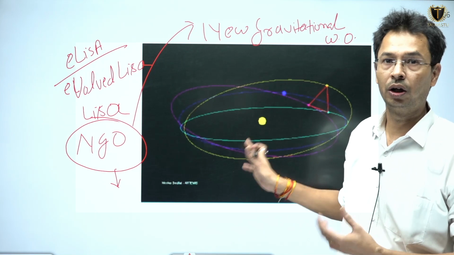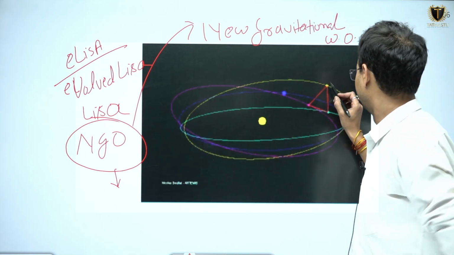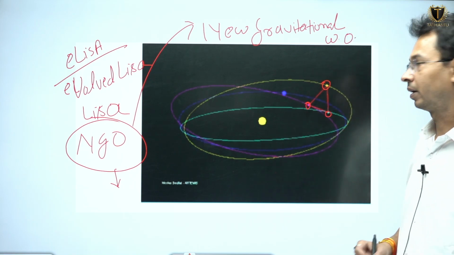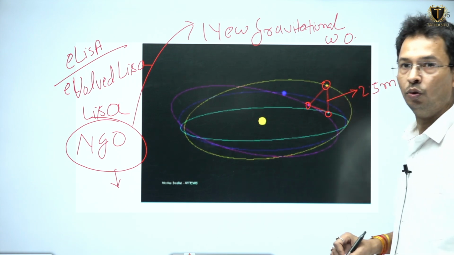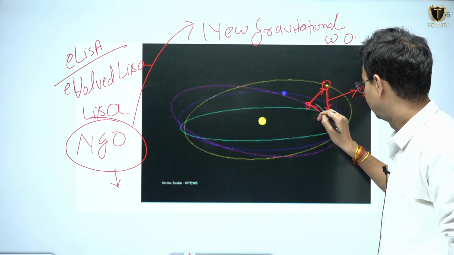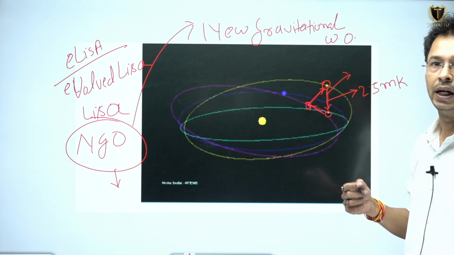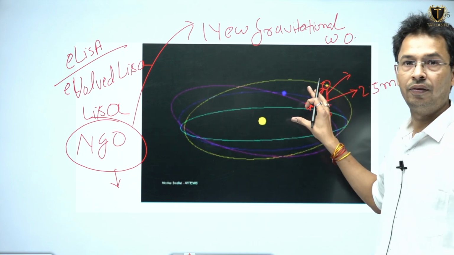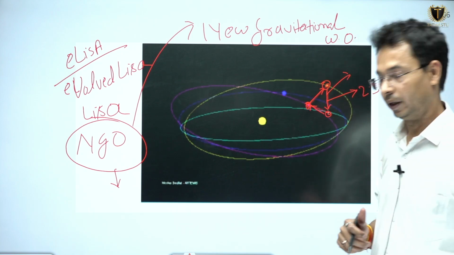So LISA or eLISA or NGO, this is the space based observatory. Here what they did, they put 3 satellites, or you can say 3 spacecraft. The distance between them will be 2.5 million kilometers from each other, and they will throw lasers to each other. Whenever there will be any interference, it means they detected the gravitational wave, and they are doing each and everything in space, and these spacecraft will be in heliocentric orbit.